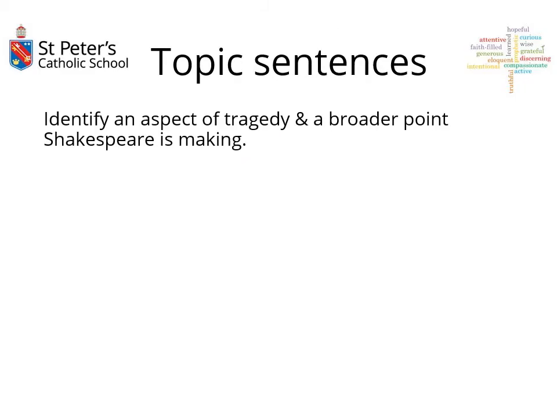One thing I really would recommend is that you work on your topic sentences. Your topic sentences are the first sentence of each paragraph, and they are so important and so often badly done. Your topic sentence should follow a formula. It should identify a specific aspect of tragedy and ideally make a broader point about what Shakespeare is saying.